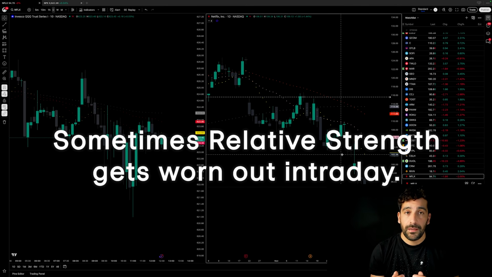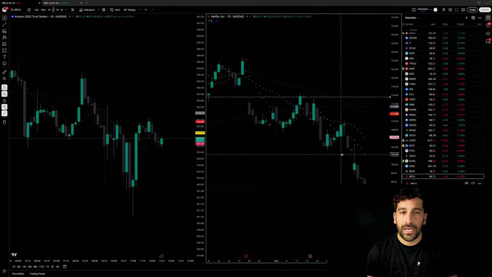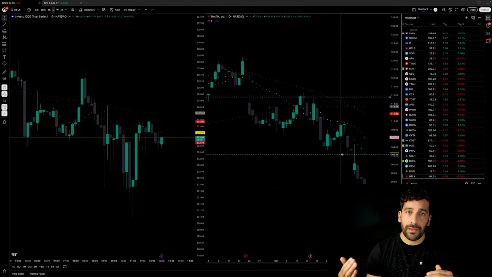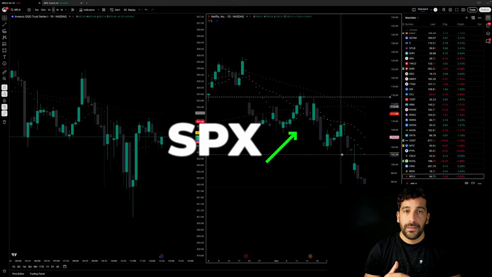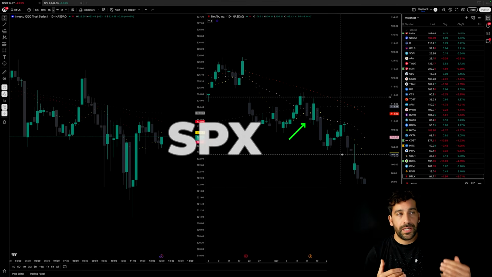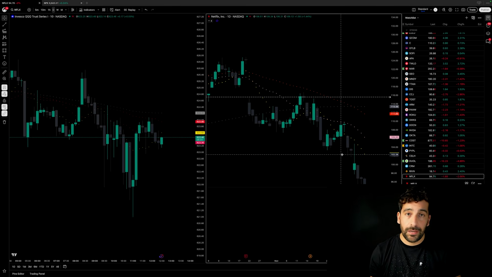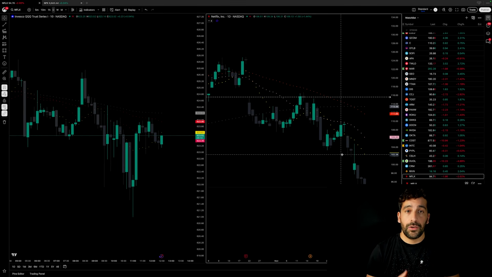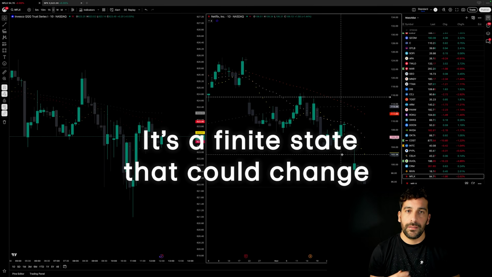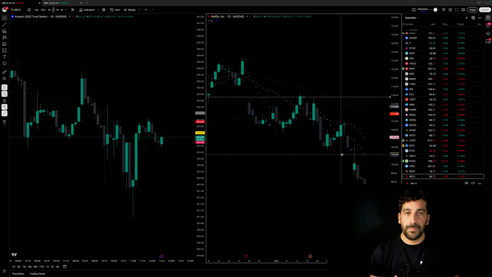The one caveat, or a little warning, that I would say here is this. Sometimes relative strength gets worn out intraday. What I mean is there might be relative strength for a certain period. And then when the SPX bounce comes or when QQQ starts bouncing, let's say you're playing the Amazon bounce to the upside as the vehicle to play long. If it has been consolidating and trading higher as QQQ has been chomping around, sometimes that relative strength gets worn out. It's not infinite, right? It's a finite state that could change. And it could change when you anticipate that move to the upside. It could just go to the opposite side. So it's just a side warning, I would say.